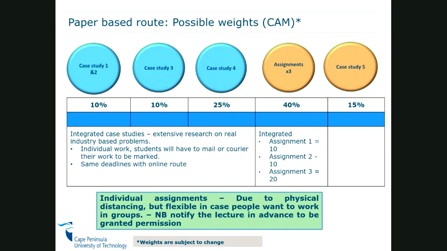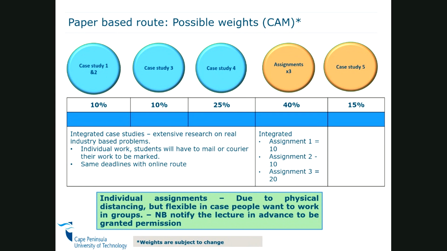what you see in this slide, these are the possible weights for the people that will be on what we call the paper-based route. So the people who are in the paper-based route, they will receive what we have crafted as case studies. These are case studies which will integrate the various components of the chapters that you would have studied, and they are based on extensive research on real industry based problems.